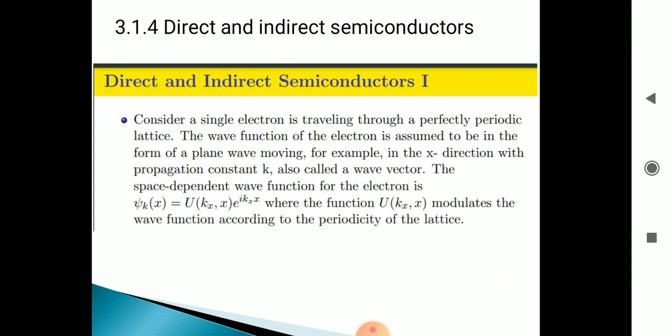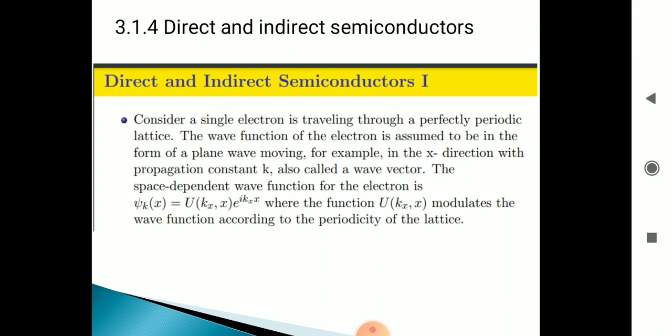The wave function is a sinusoidal wave which is periodic in nature, not at a random position. So the electron has a plane wave function in a periodic lattice in the x direction with a propagation constant k.